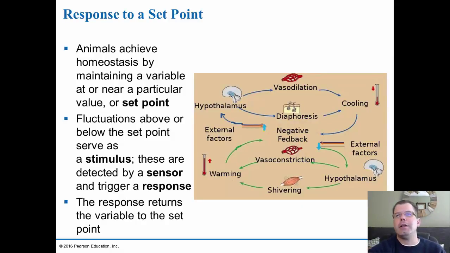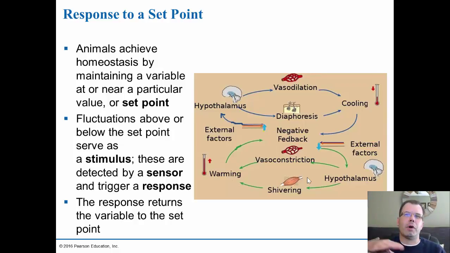Okay, and again, in animals, we see this as well. Homeostasis works by maintaining a variable at a set point. And so again, we have stimuli and a sensor, and by a sensor, a trigger response. And again, the hypothalamus controls our body temperature, and it can control whether we sweat or we shiver, based on the body temperature. And so if we get too warm, we start to release hormones that allow us to sweat and cool down.